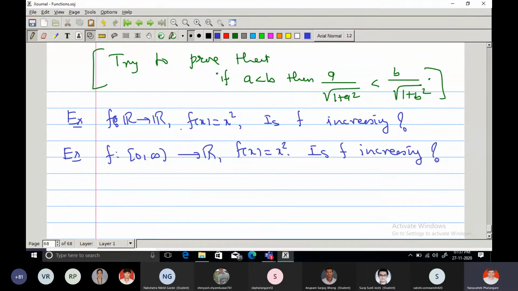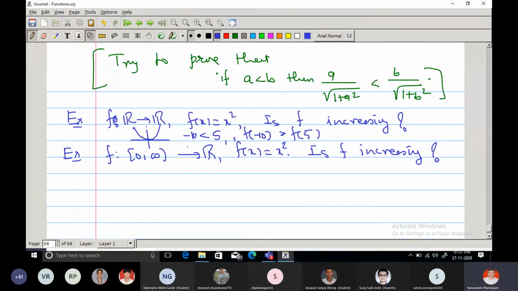No, sir. Because minus 1 is less than 5. Minus 10 is less than 5, but f of minus 10 is greater than f of 5. There are many such things because if you observe the graph, here it is going down and then it is going up. Increasing means it should be going up and up, right?